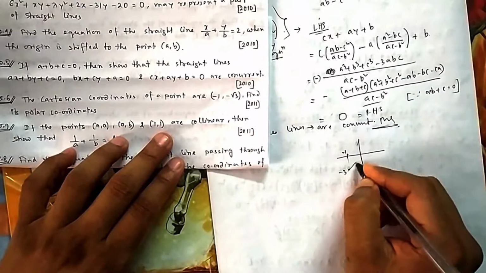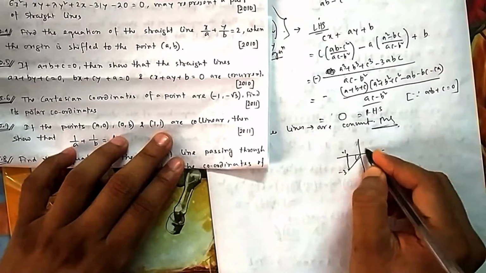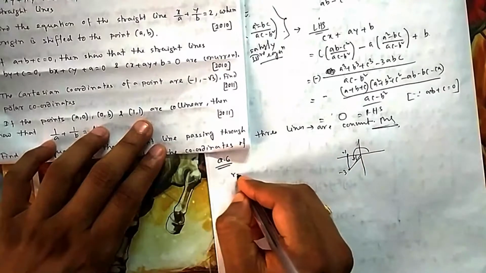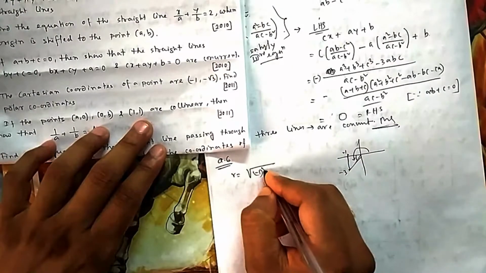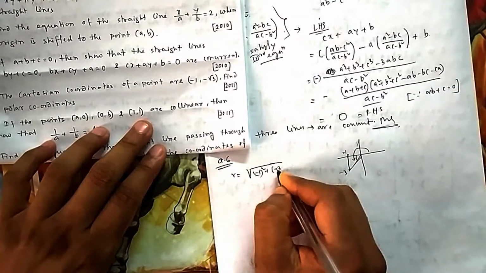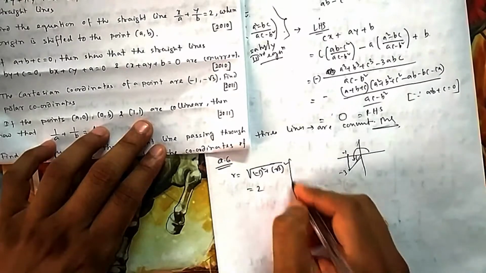It is in this quadrant. So this is my theta. From here I have to say what is r? r is equal to under root (-1) square plus (minus root 3) whole square, that is again 2. What is theta?